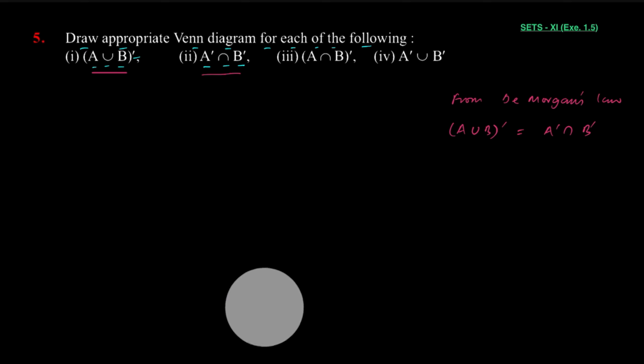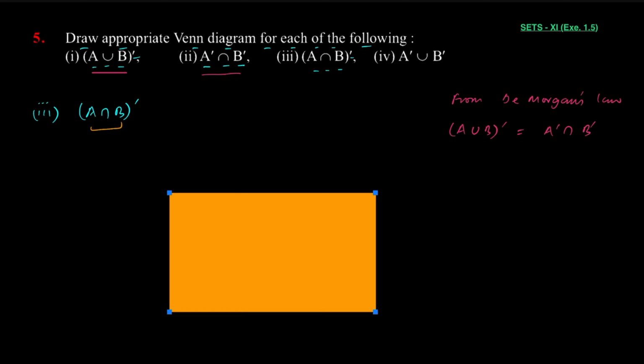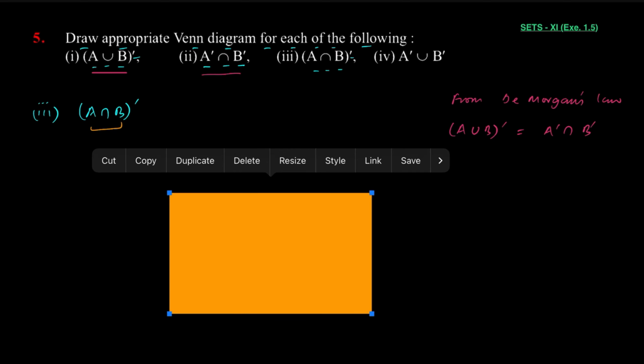Part number third. Here we have to represent by means of a Venn diagram A intersection B whole complement. So we have to draw the Venn diagram of A intersection B whole complement. Here again, first of all, we will represent A intersection B by means of a Venn diagram, and then afterwards we'll find A intersection B complement. So let us draw the Venn diagram for A intersection B. This will be our universal set, which, as we know, is represented by a rectangle.